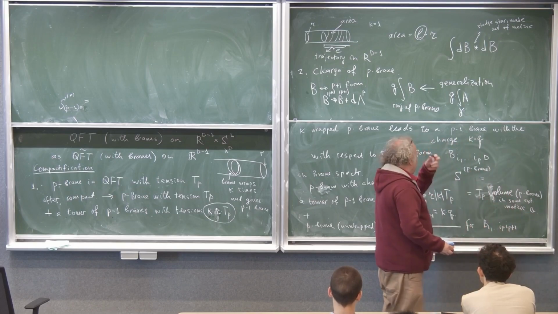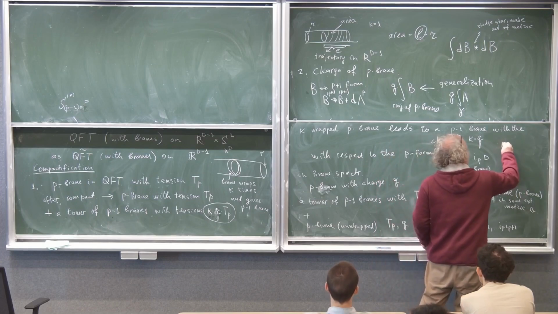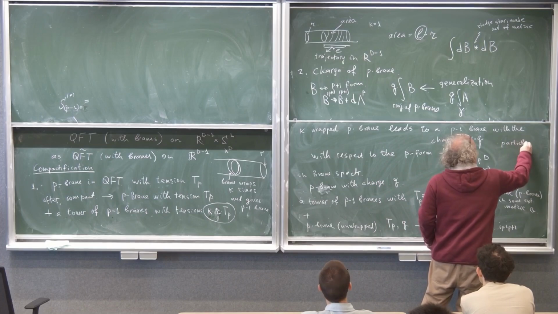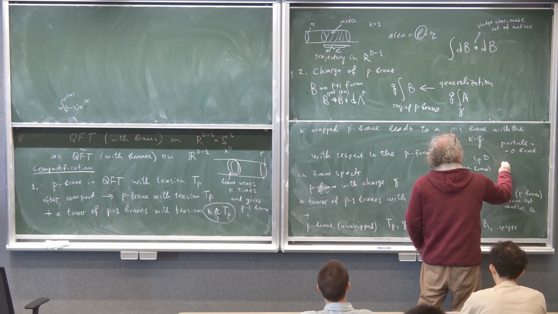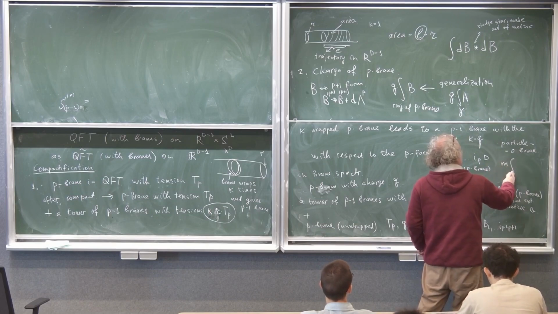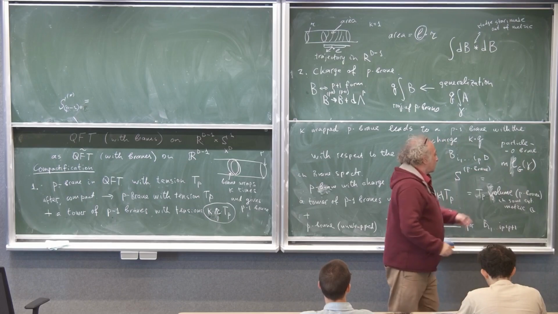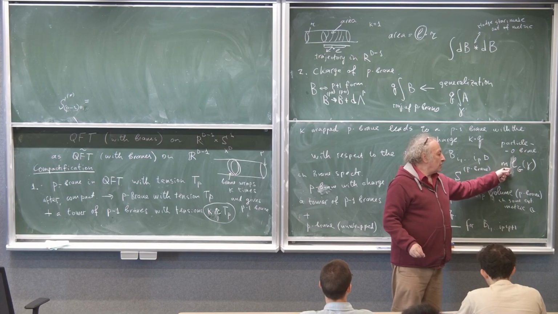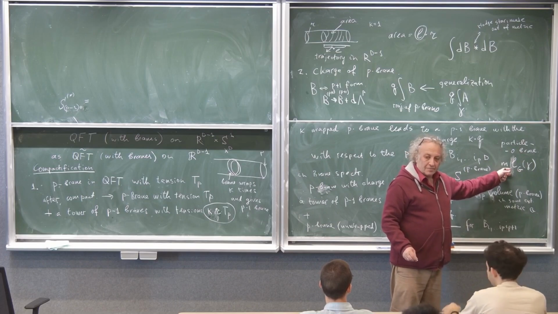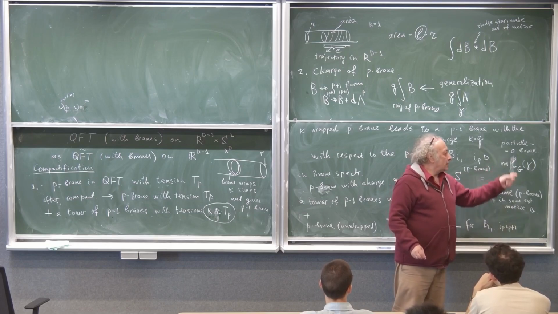So the simplest case that you know is a particle. A particle is a zero-brane, and it has the following action. It has a trajectory, this is the length of the trajectory, and this is called the mass of the particle. And the mass of the particle is the tension of the zero-brane.